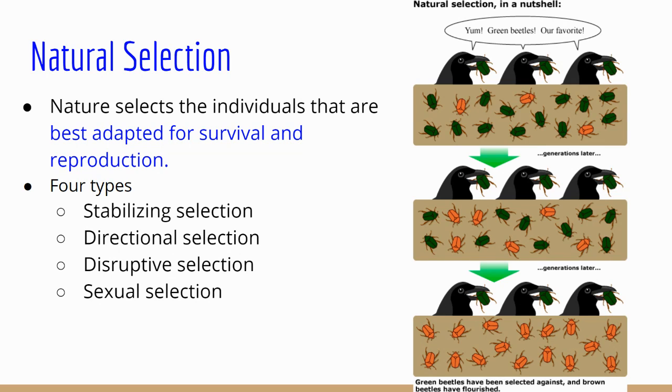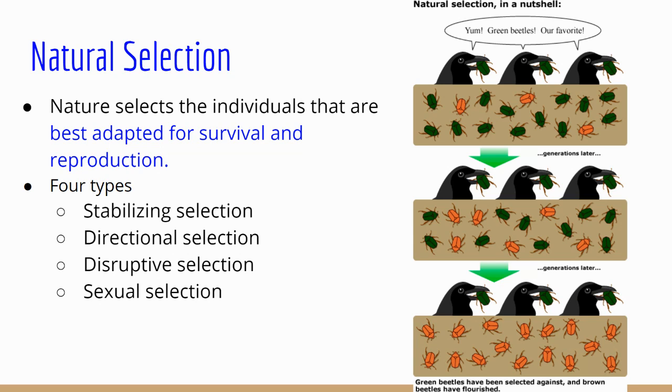So, for example, in this case, the crows really like to eat green beetles. So it's actually an advantage. The ones who are best adapted for survival are the orange ones because the green ones are getting eaten. And basically what's going to end up happening is that orange ones are going to be able to survive better and therefore be able to reproduce better. And over a long period of time, the population is going to change to be mostly orange beetles because of the pressure of the crows eating green beetles.